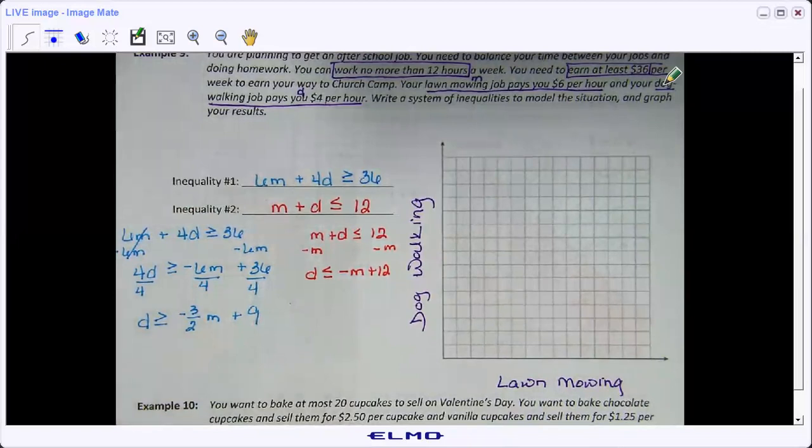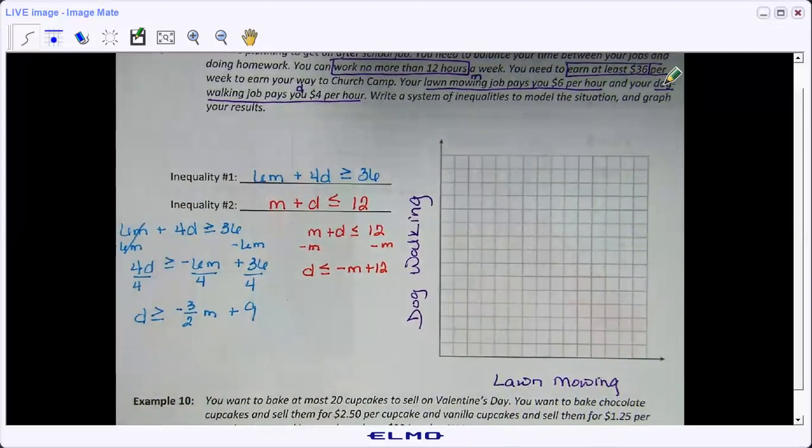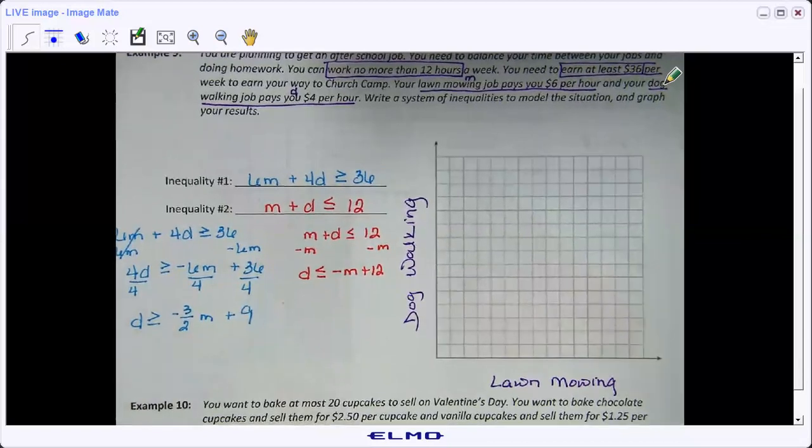Now we have to figure out what increments we want our x and y axis to go by and what we're going to title our graph.